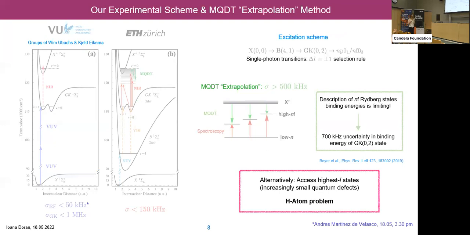And this relies on accessing the highest L states. So these will have increasingly small quantum defects that are less and less penetrating. And so this will allow us to essentially reduce the problem to a hydrogen atom problem, where the energy levels are then described by the Rydberg formula.